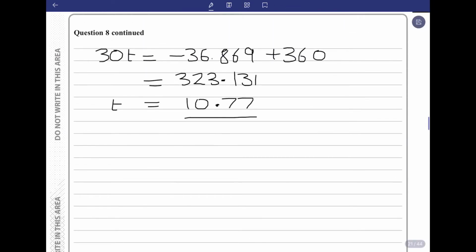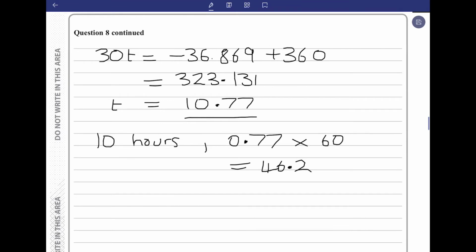So we need to convert this into hours. We know that it's 10 hours, and then the 0.77 we times by 60, as there are 60 minutes in an hour. And this gives us about 46.2. So now that's minutes.